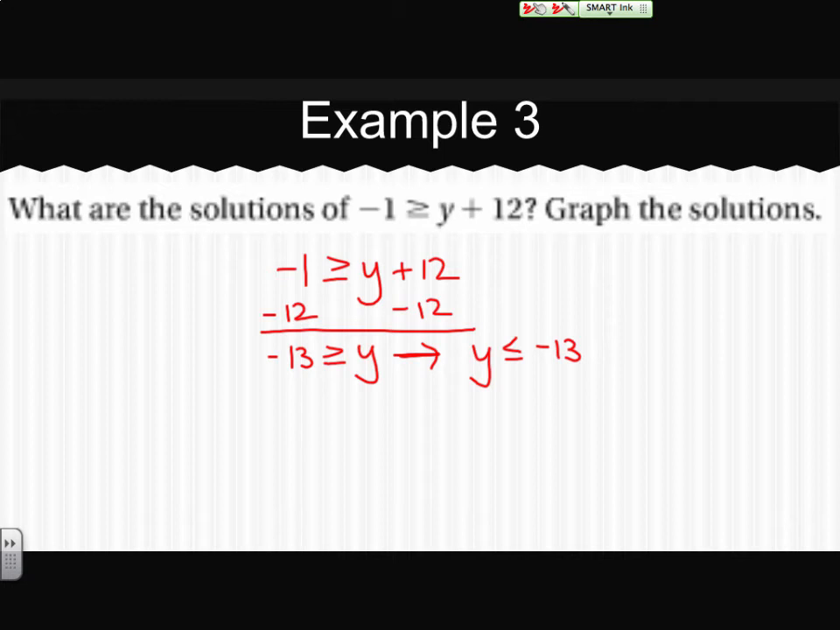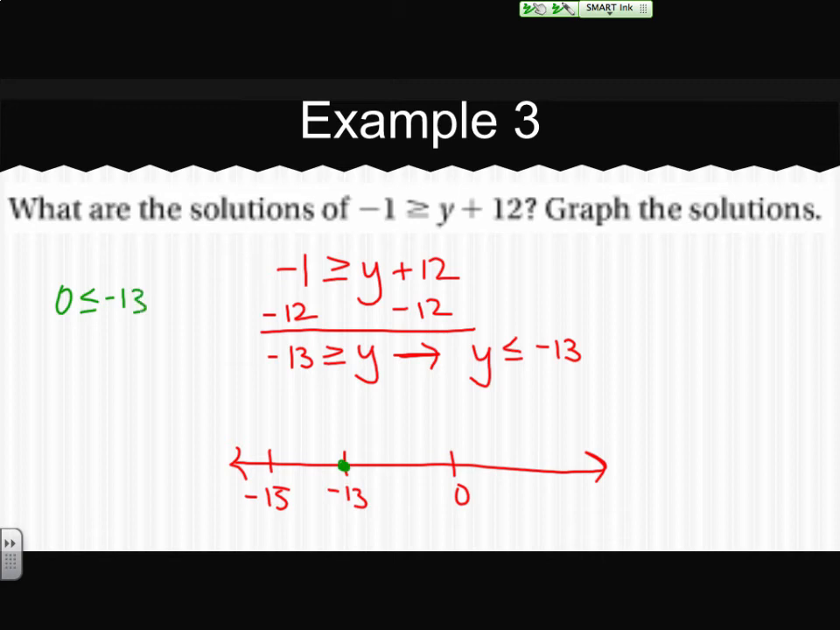So when I'm graphing this, I'm going to have negative 13. I want to have 0 over here, and I'll say negative 15. It's equal to the 13, so I'm going to have a closed circle. And now I have to decide, am I shading towards the 0 or towards the negative 15? Well, it says y is less than that. And if I plugged in 0, is 0 less than or equal to negative 13? Well, no, because I would rather have no money than owe someone money. So that means I'm shading towards negative 15.